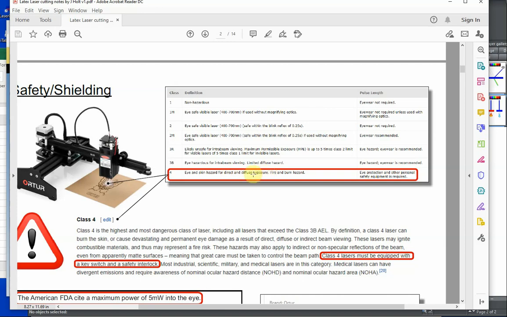Diffuse exposure means the reflected beams. Fire and burn hazard, right? And then it says eye protection and other personal safety equipment is required. In other words, this is mandatory, really. So if you were operating this in a business, you must wear eye protection. These are very dangerous pieces of kit. This can absolutely blind you, no problem whatsoever, if you looked into the beam. We'll come on to that in a minute.